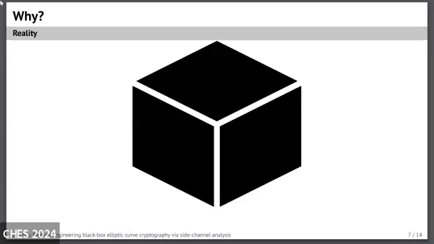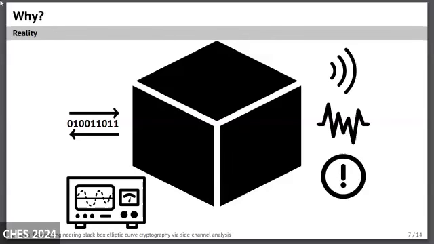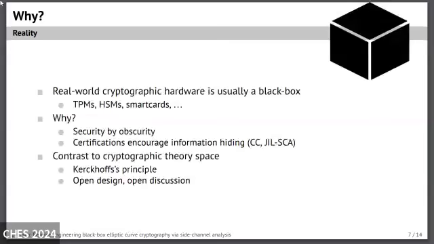You have a black box: a smart card, an HSM, a TPM, whatever. You have it in your hands, but it's a black box. But to be more fair to you as an attacker, you can query this black box, right? You can talk to it, you can communicate, you can perhaps get an oscilloscope and measure side channels, EM, power, errors, whatever. Now, why is that? Why are these things a black box?